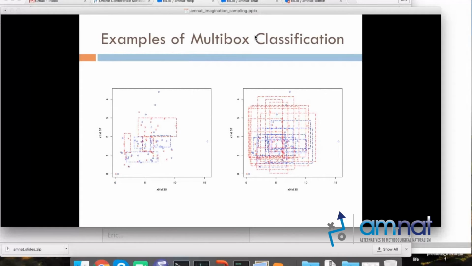And here are some quick visual examples of what multibox classification looks like. You can see you have X's and O's. Those are your classifications of different samples in that space. A sample is just a coordinate in that region. And then the red boxes say to classify everything in that box as a red X, and a blue box says to classify everything in that region as a blue box. And so you can see there are lots of different ways you can stick boxes on that space.